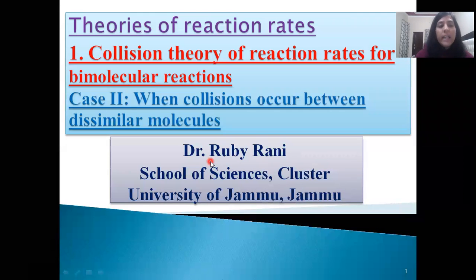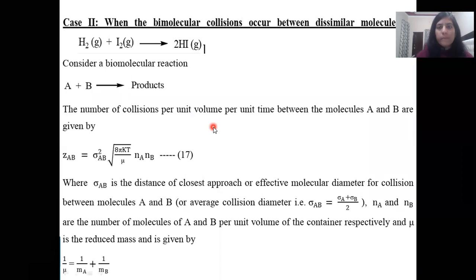Hello everyone. In this lecture, I am going to discuss the collision theory of reaction rates for bimolecular reactions when collision occurs between dissimilar molecules. In my previous video, I explained collision theory of reaction rates for bimolecular reactions when collision occurs between similar molecules. So here I am going to discuss in detail the case where collision occurs between dissimilar molecules.